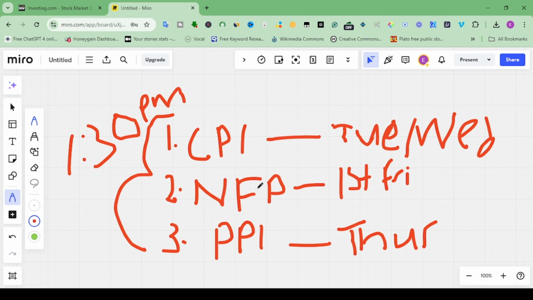The NFP stands for non-farm product or something like that. Then the PPI is something, I think, personal product index, something like that. So these are the news that come out every month. Majorly, like I said, news comes out every day, every blessed day, from different countries, from China to wherever. So these are the news we need to watch out for.